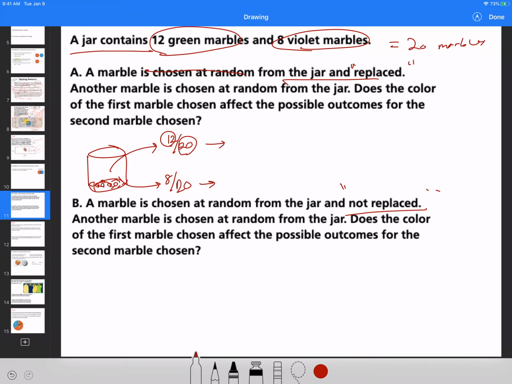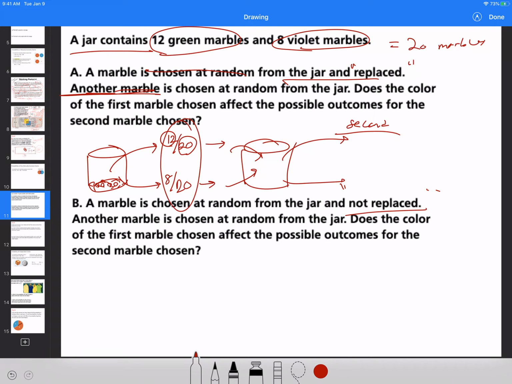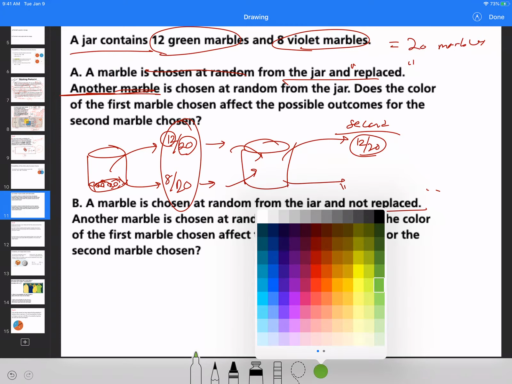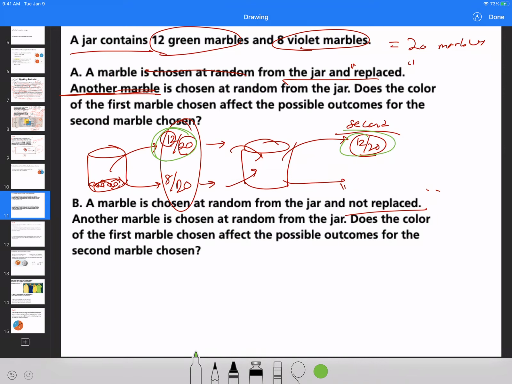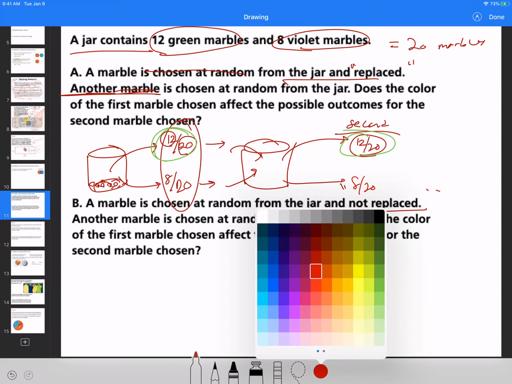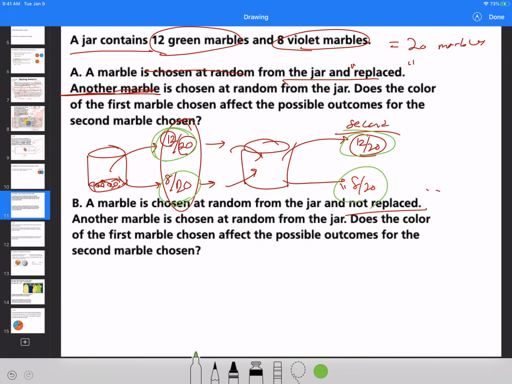So you pick one, and then you replace it back into the jar. So when you pick it again the second time around, because we're talking about another marble being chosen, does the probability of the first impact the probability of the second time? Well, the probability of the second marble being green is 12 out of 20, which is still the same as the previous one, as you can see. This one and this one are the same. And then the probability of choosing the violet marble is still 8 out of 20, which is the same thing here. So what's my answer to the first question?